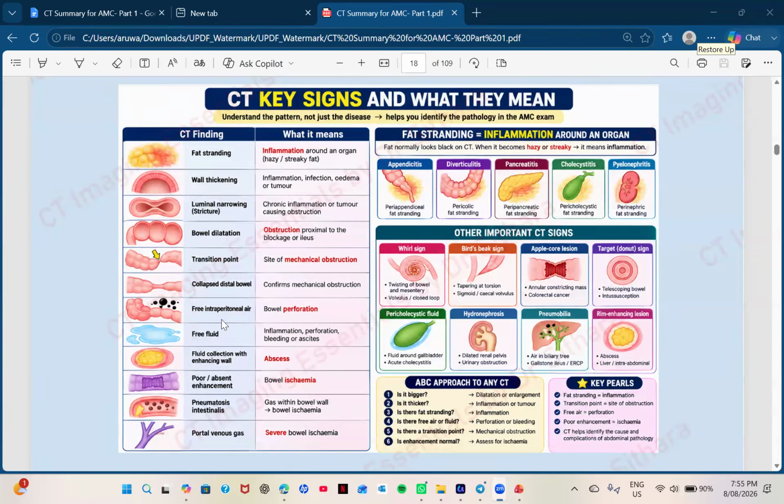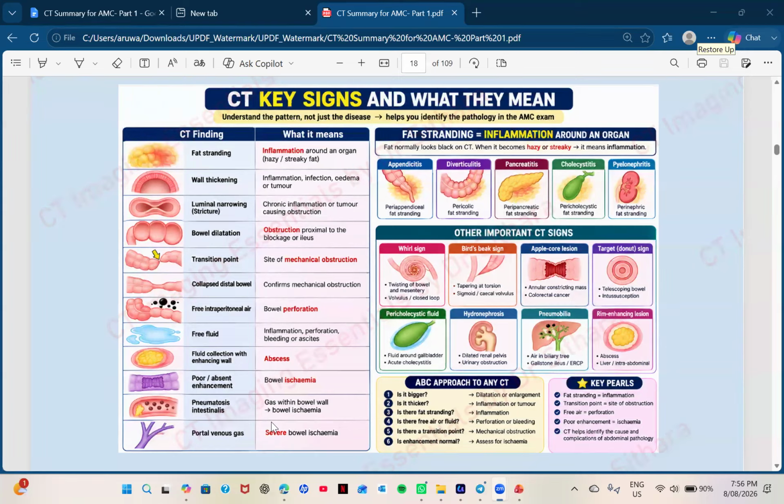Then free intraperitoneal air, the bowel perforation, very important. I will show pictures. If you see free intraperitoneal air, you have to suspect something is perforated, right? Then free fluid: inflammation, perforation, or sinusitis, right? Then fluid collection within an enhancing wall, that is an abscess, right? If there is poor or absent enhancement, there can be bowel ischemia, right?